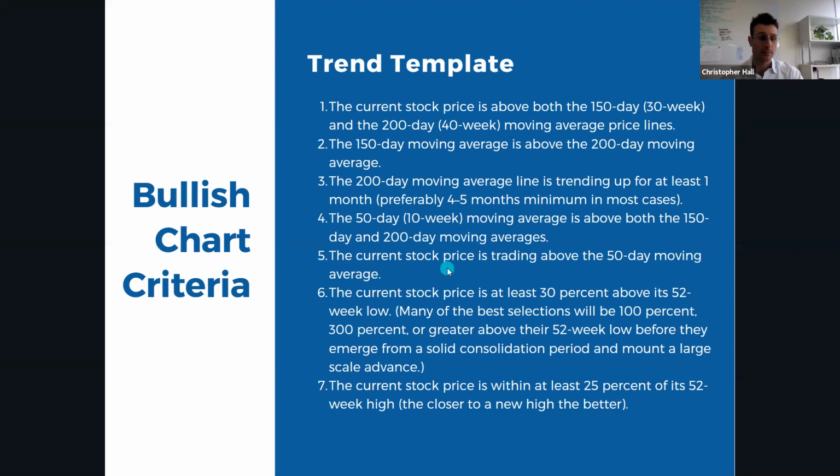Current stock price is trading above the 50-day moving average. Share price is going up over the last month, 2 months. Current stock price is at least 50% above its 52-week low. This is important because what we're seeing here is a company that has performed exceptionally well and has rallied high from its lows. Many of the best companies, the market leaders, didn't start leading from the very bottom. They already rallied 100 to 300% from their lows. From their 52-week lows, they're already significantly higher.